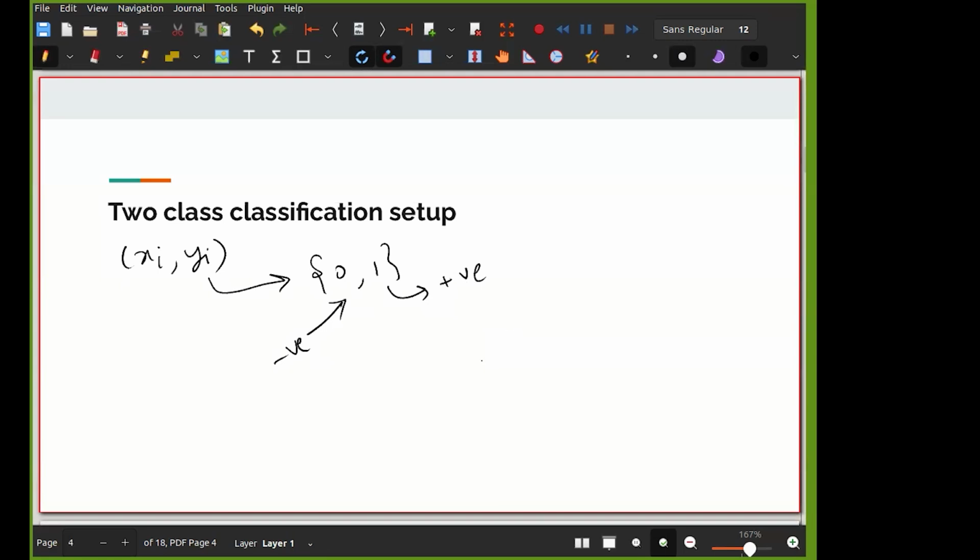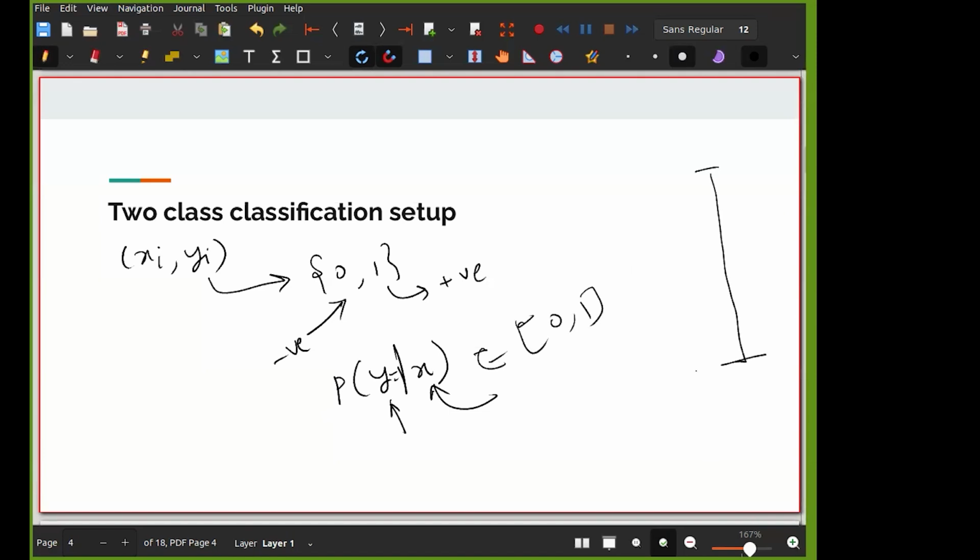And we build a model P of y given x, where if you give it the input data in terms of feature vectors x, it gives you a probability for a class. Let's say y equal to 1. And this probability will be a score between 0 and 1. So if I draw it to scale, this is 0, this is 1, and you get some value between this. And what happens is we choose some kind of threshold tau. Let's say tau equal to 0.5 or something.